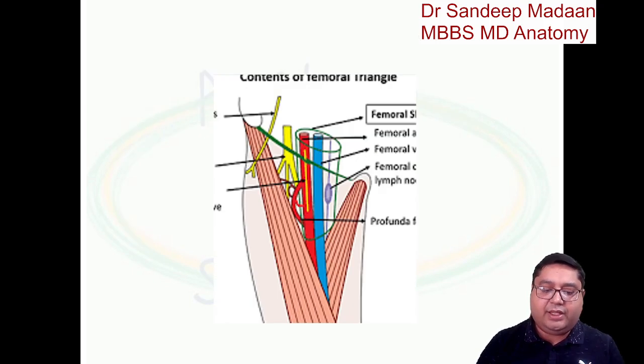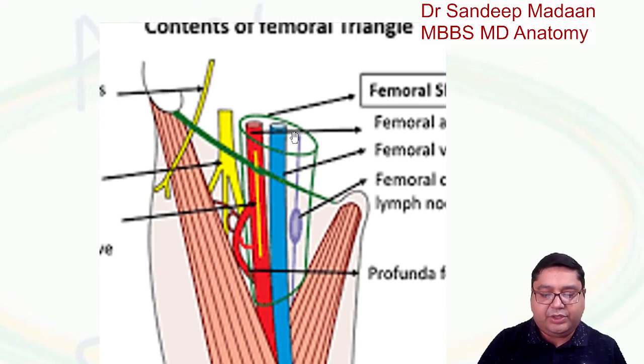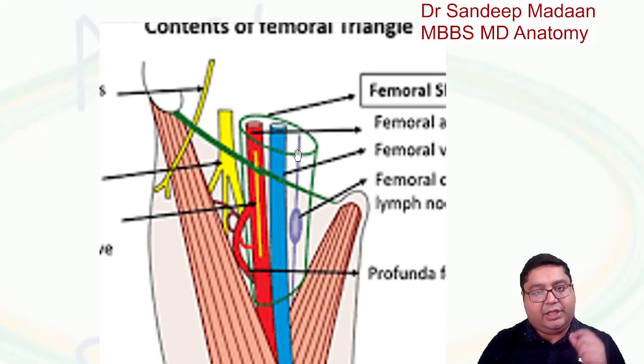Where is the femoral canal? It is the medial aspect. Let me just zoom in to show you. This is the femoral sheath, and the medial part is called as femoral canal. The medial compartment is called as femoral canal, where we have the lymph node of Cloquet, or the other name is lymph node of Rosenmuller.